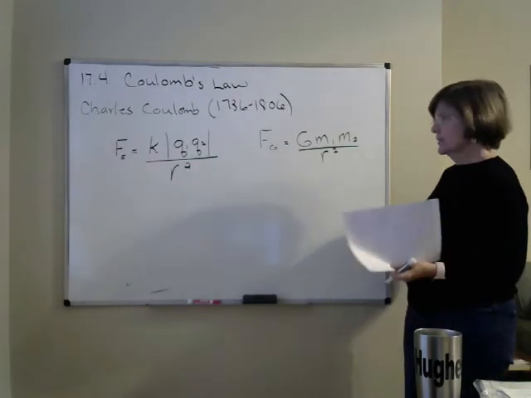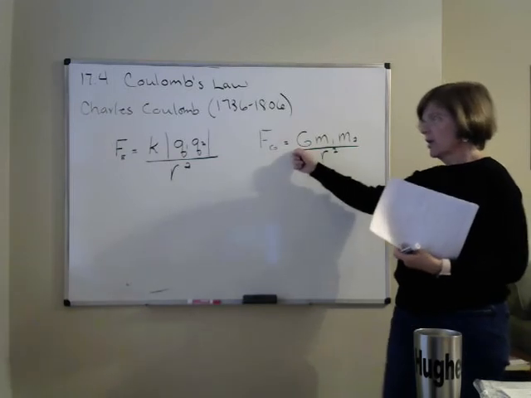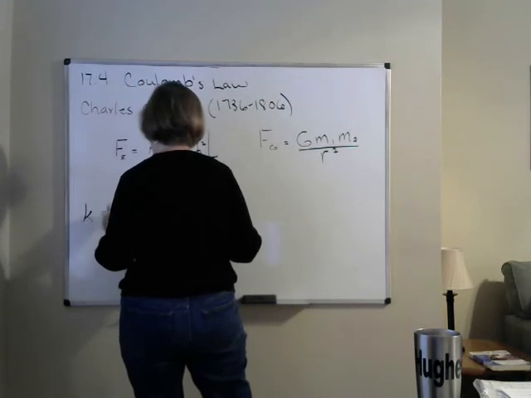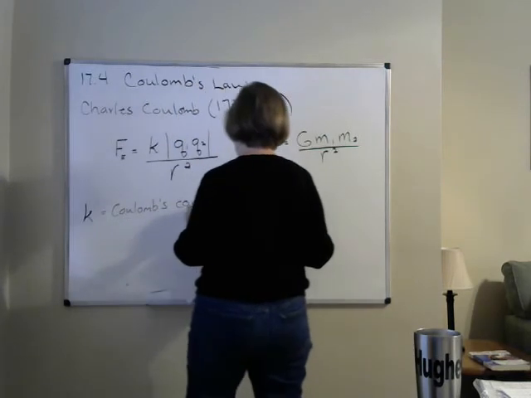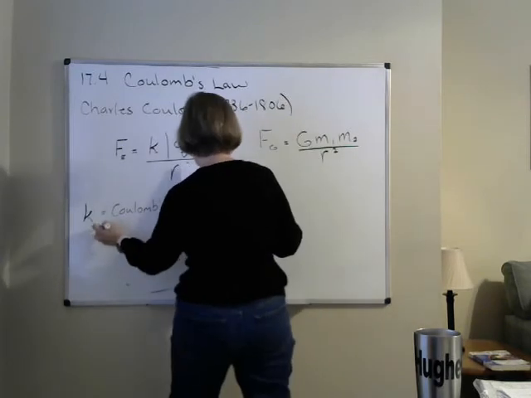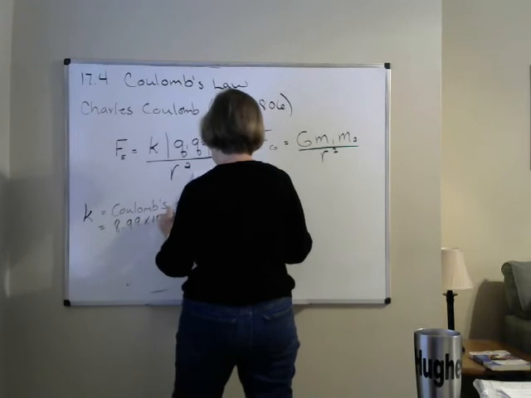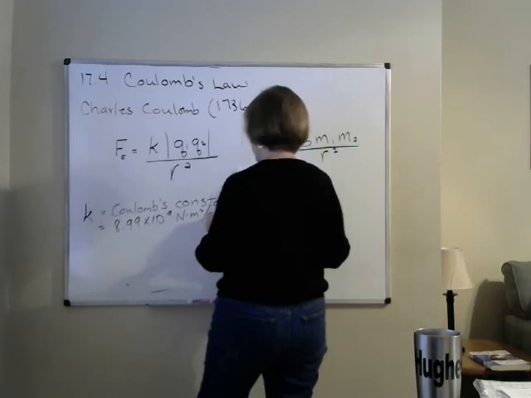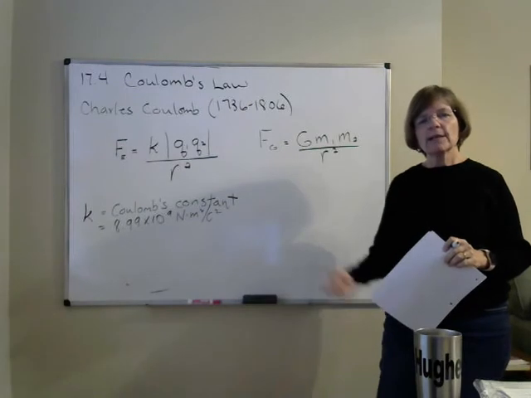The only difference is first of all, they have different constants. This is our gravitational constant. K is called Coulomb's constant. And it has a value of 8.99 times 10 to the 9th Newton meter squared per Coulomb squared. Notice that's a positive exponent. This really large constant.